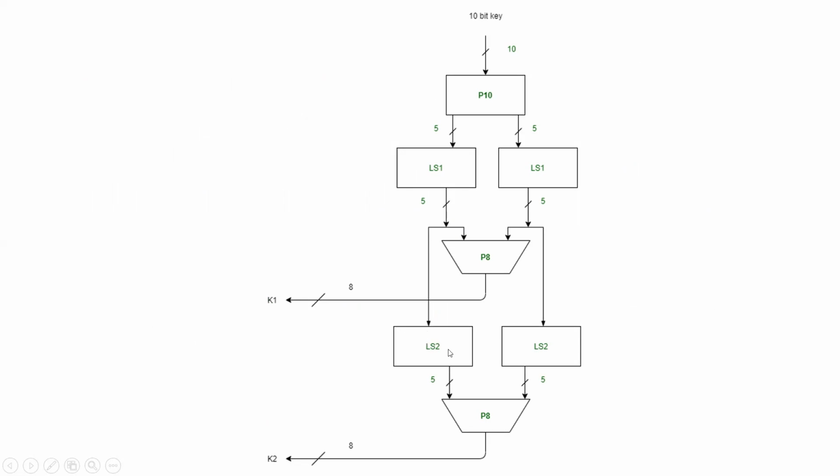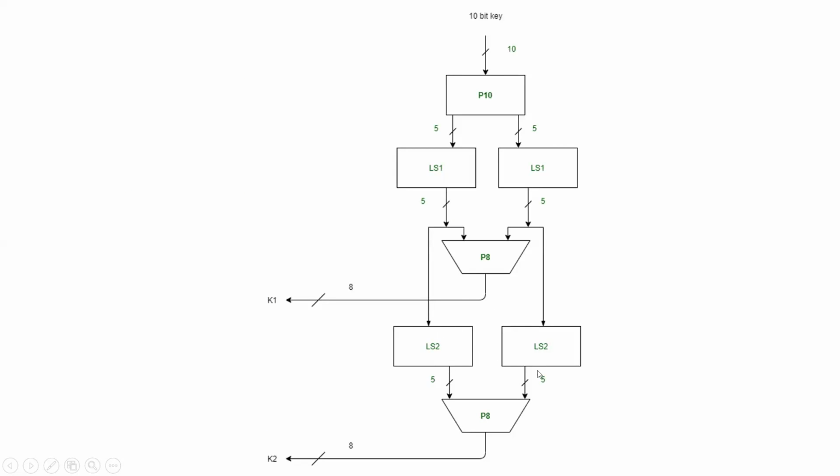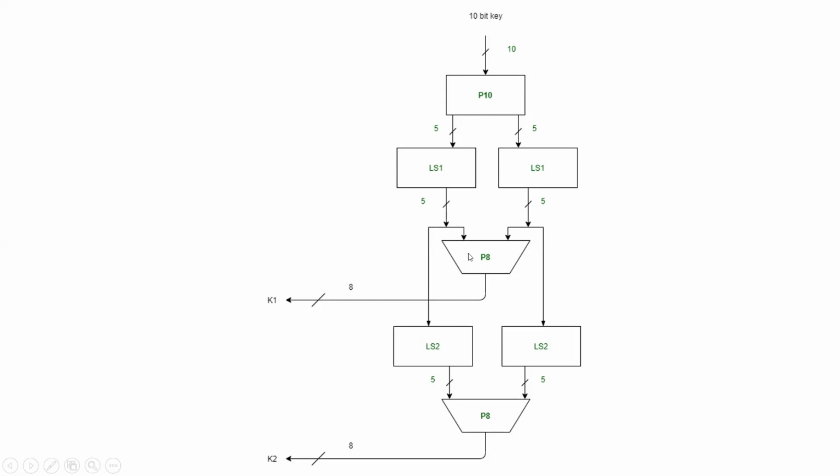Similarly, we perform left shift one more time on both the first 5 bits and the next 5 bits. We perform left shift again. This is the example of left shift 2. That is, if this is the original bits, when we perform left shift twice, this is the final arrangement of bits. So after performing the left shift twice, we again give that combined input to P8. So the 10 bits are again given to P8, which produces the 8-bit key, which is K2. So here we get K1 and here we get K2. This is the process of key generation in the SDES algorithm.